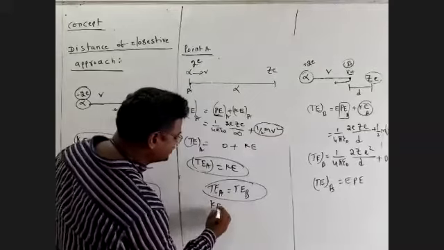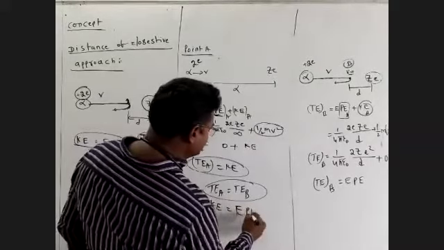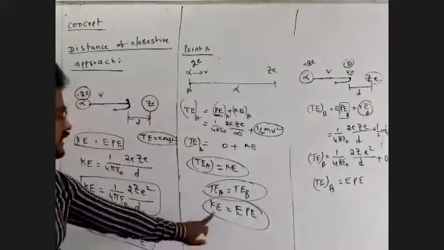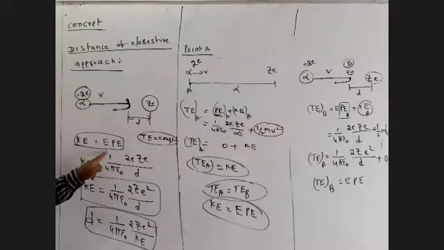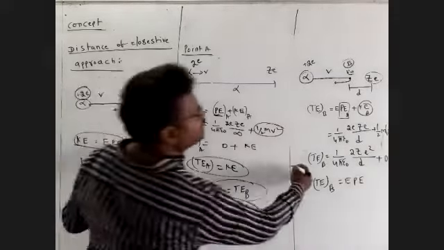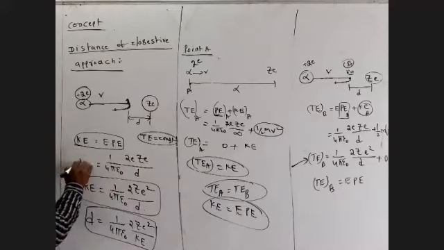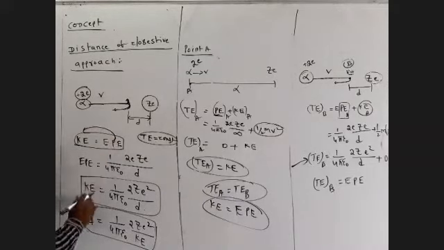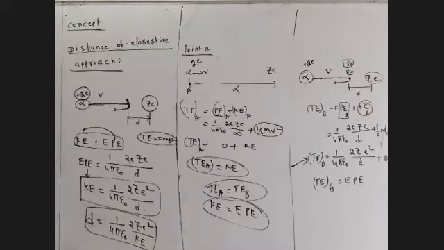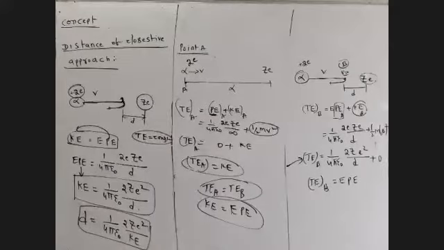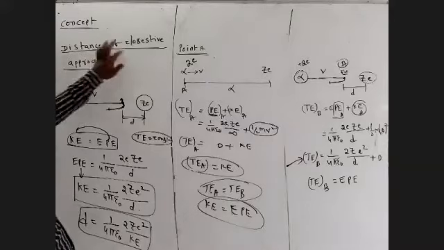Total energy at the A point is equal to kinetic energy, and total energy at the B point is equal to electrostatic potential energy. According to this, kinetic energy is equal to electrostatic potential energy. That is the formula: 1 by 4 pi epsilon naught, 2 Z e squared by d, is the electrostatic potential energy, and this is equal to the kinetic energy. So d is equal to 1 by 4 pi epsilon naught, 2 Z e squared by kinetic energy. This is the distance of closest approach.